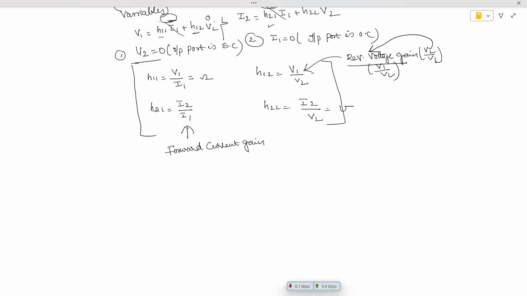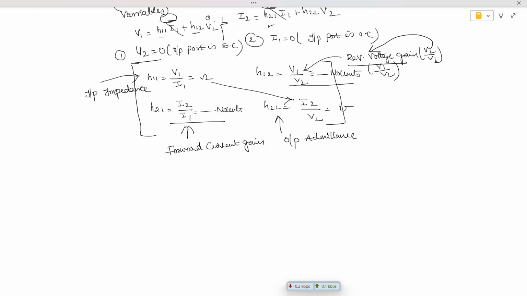Since this is voltage by voltage, we have no units here. This is very important while you are attempting competitive exams. Remember, on the diagonal you have ohms and mhos. Here V1 by V2 has no units, and I2 by I1 has no units. Now H11 is also called 1, representing the input, so it is called input impedance. The 2 refers to output, and this I by V is called output admittance. That's how to represent the four different parameters.